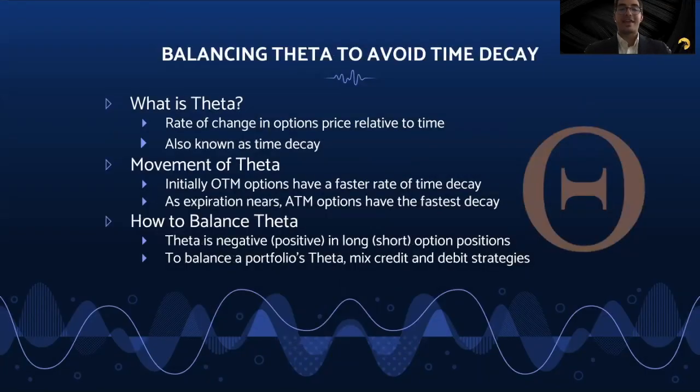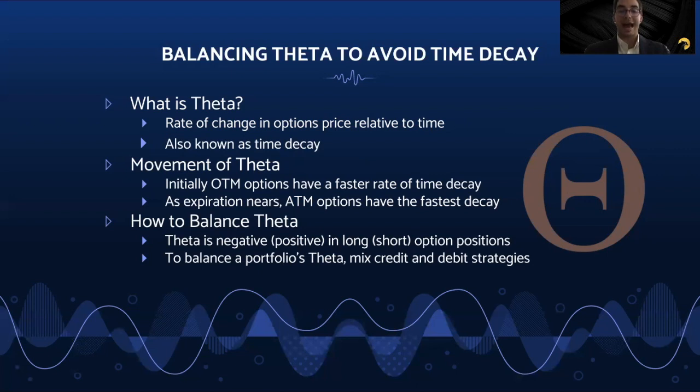Next up, we have theta. Theta measures the rate of change in an options price relative to time. This is also referred to as time decay. Theta values are negative in long option positions and positive in short option positions.